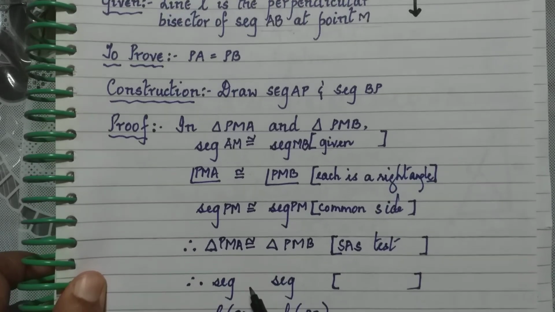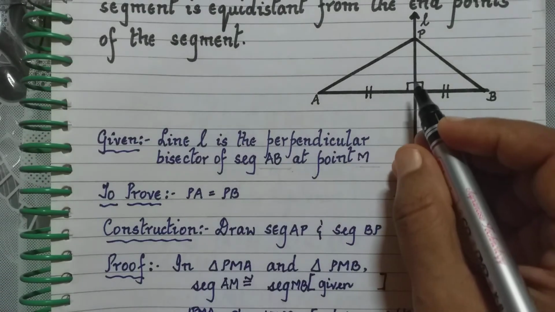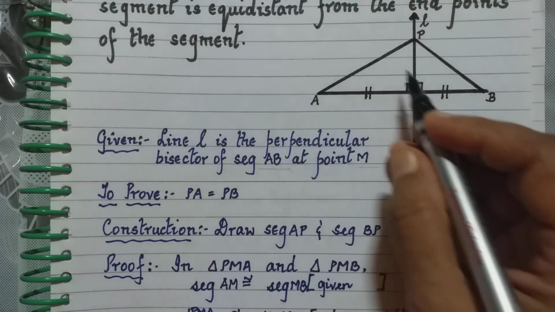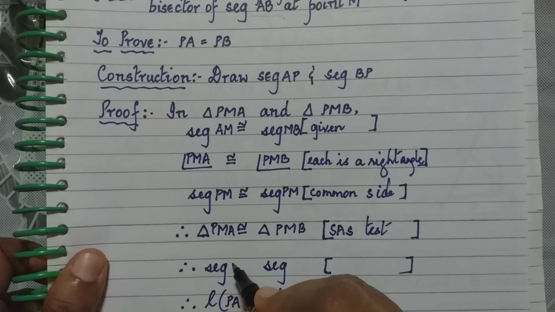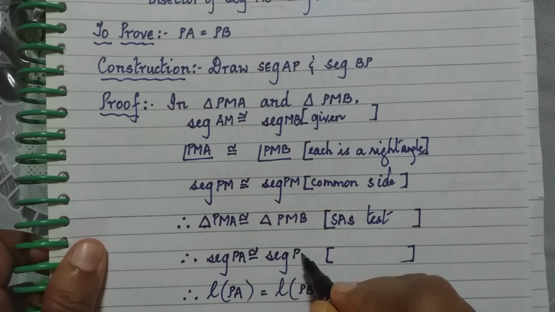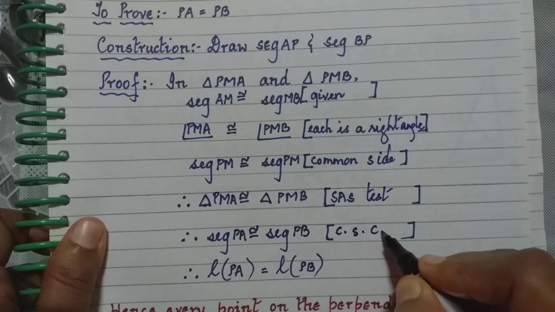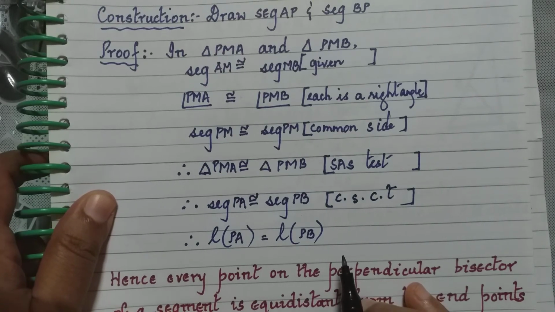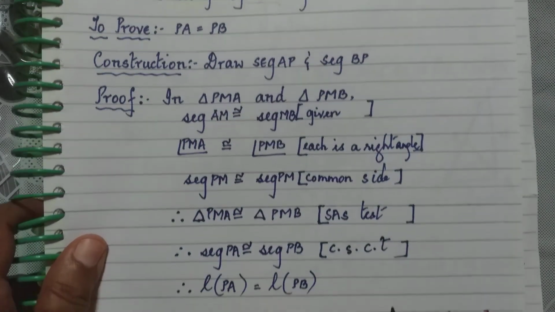After that, we are saying a pair of segments are congruent. Why are we saying? Because we had to prove that segment PA equals segment PB. They are corresponding sides of congruent triangles. Therefore, segment PA is congruent to segment PB by the corresponding sides of congruent triangles. Therefore, length of PA equals length of PB. Was that what we had to prove? Yes, PA equals PB.